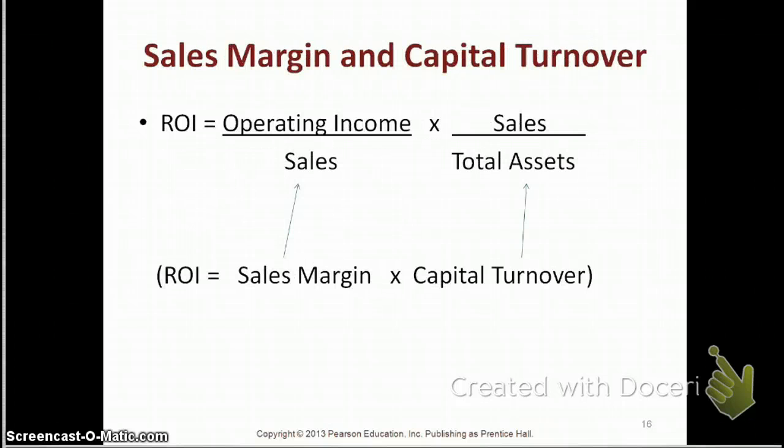Return on investment can be further broken down into two formulas: sales margin and capital turnover. Sales margin is calculated by dividing operating income by sales, and capital turnover is calculated by dividing sales by total assets. So if you know enough of your algebra, you know that these two cancel each other out, giving you the return on investment formula, which is operating income divided by total assets.